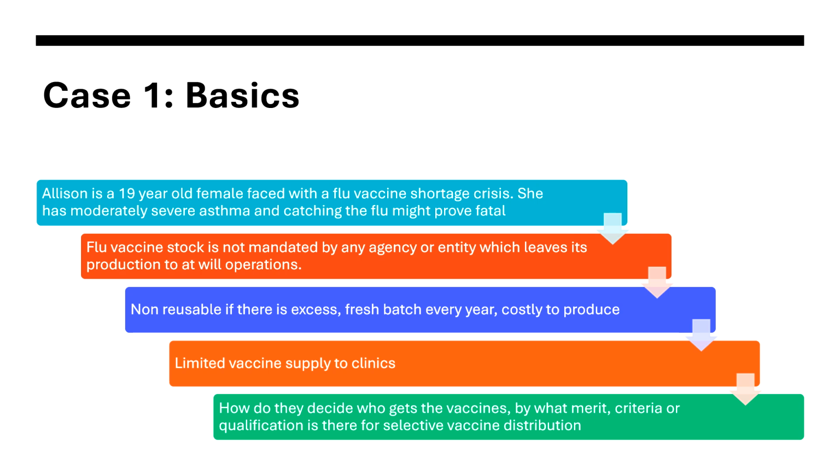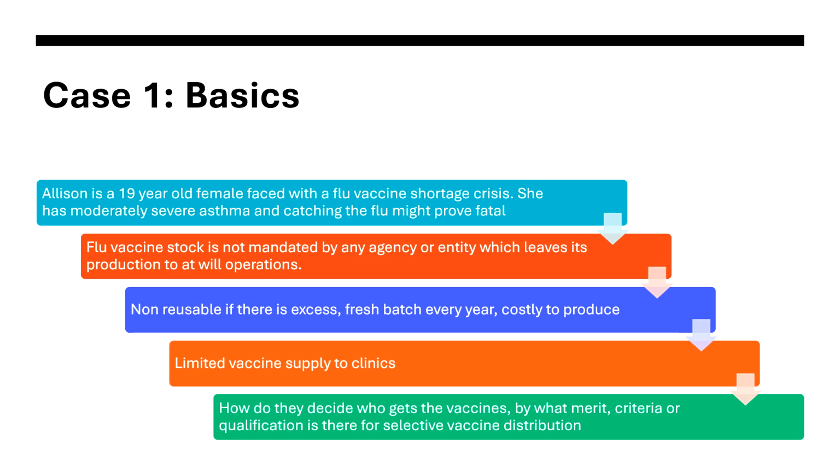The basis of case one: Allison is a 19-year-old female who is faced with the flu vaccine shortage. She has moderately severe asthma, and catching the flu would prove to be fatal. The vaccine would greatly reduce her risk of catching the flu and also the dangers if she did catch it.